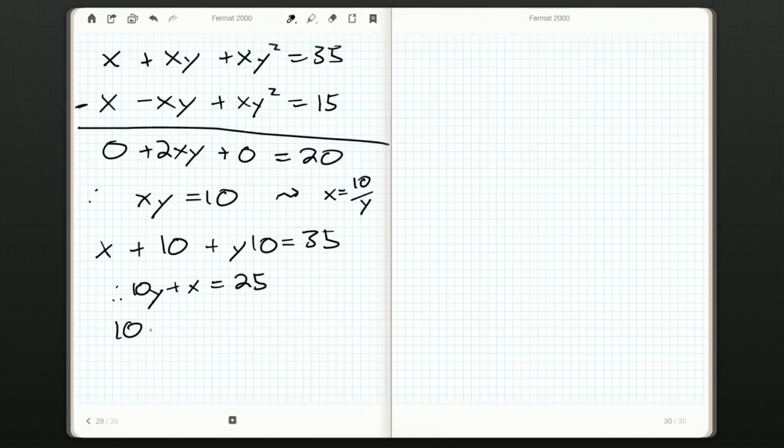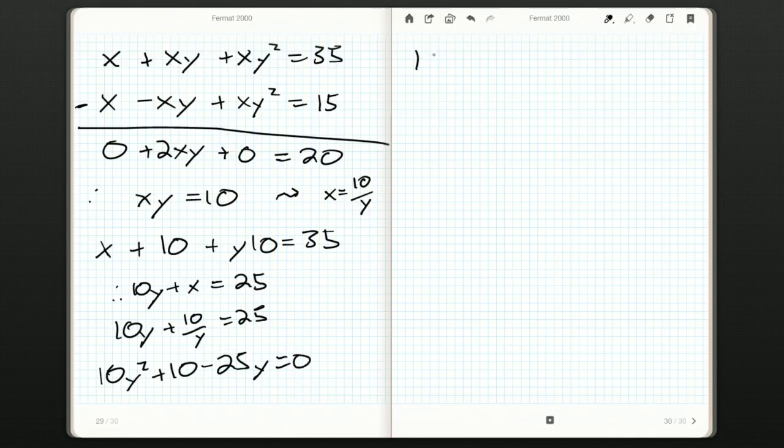Okay, and so I can substitute in 10y plus 10 over y is equal to 25, and now I will get a single quadratic in terms of y. Okay, y clearly isn't going to be 0, so I think we're all set there. So 10y squared plus 10 minus 25y equals 0, or let's write that in the more traditional way, 10y squared minus 25y plus 10 is equal to 0. Now, I could use the quadratic formula, and I could definitely figure out the possible values of y that solve this, and then therefore solve the rest of this, but I don't need to.